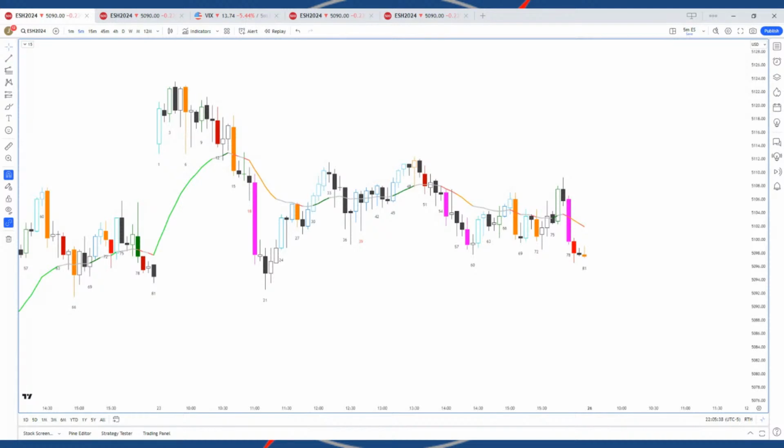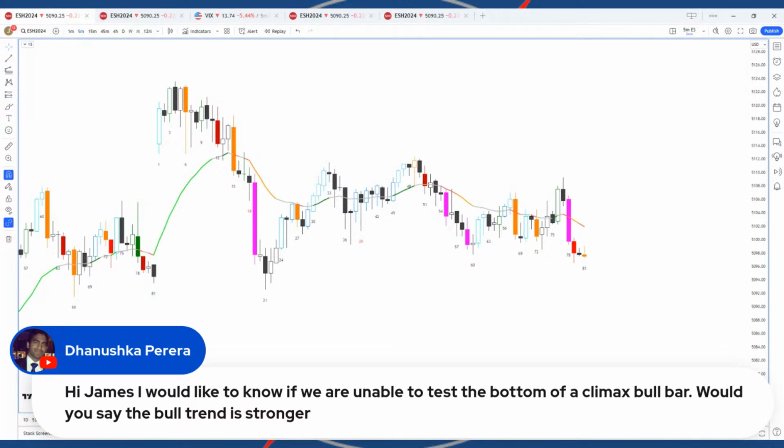Here, let me pull this question up on the screen. If we're unable to test the bottom of a climax bull bar, would you say the bull trend is stronger? There are a number of implied questions in there that you have to answer first.